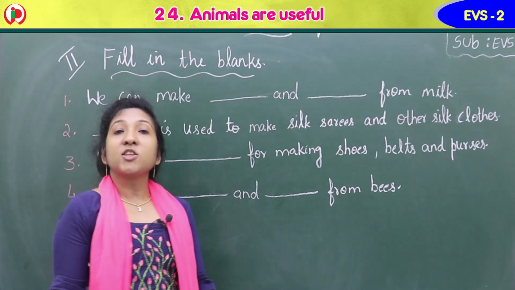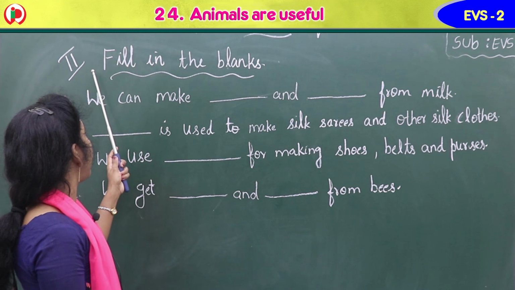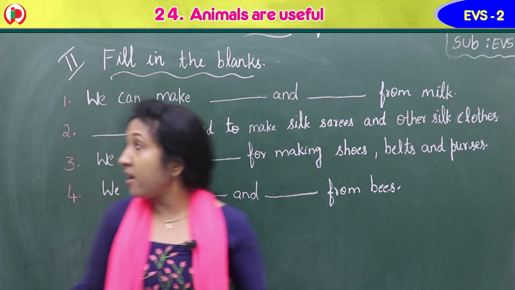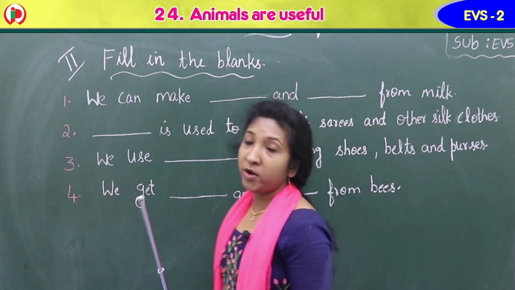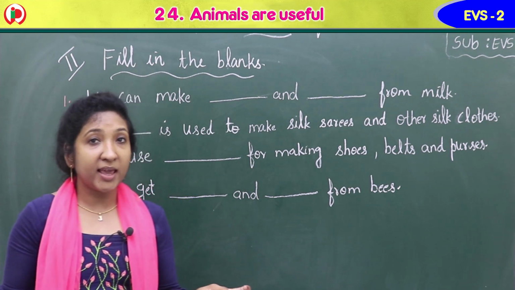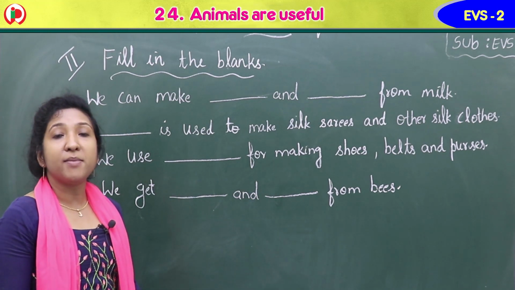Children, our next exercise in the workbook is exercise 2, fill in the blanks. Here there are 4 questions given, question 1, 2, 3, 4. So read the questions well and write the correct answer. The first question, we can make dash and dash from milk.